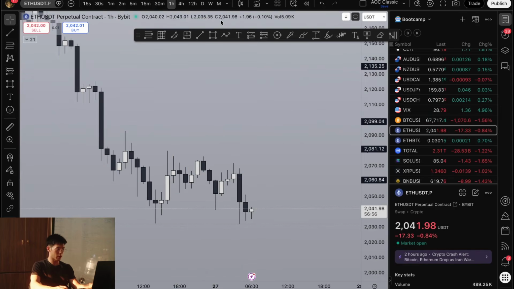That is it in terms of Bitcoin. Now we move on to Ethereum. So far, we also are much closer to the order block.